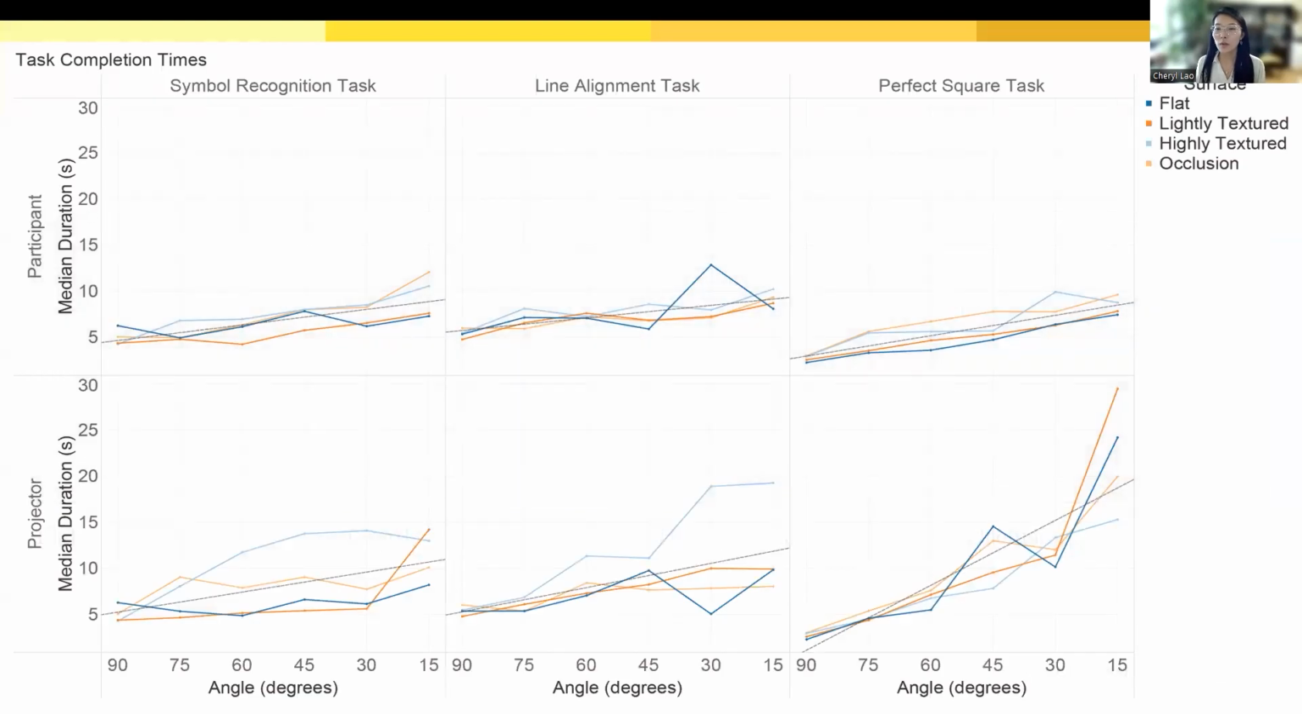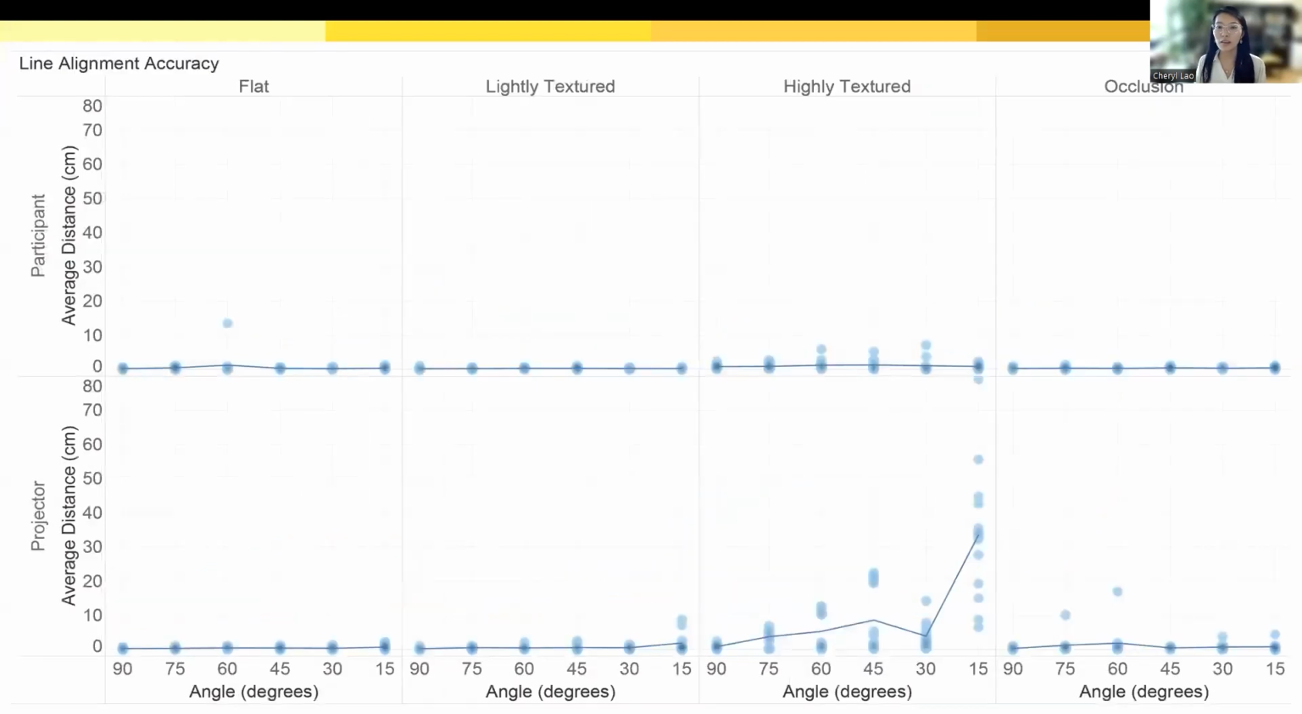With the discontinuous stimuli, we're seeing the same upward trend in completion time as the angle gets smaller. However, the jump at 15 degrees is less pronounced because it seems that participants were consistently able to work harder to complete the task as the angle got smaller. Surprisingly, the line alignment task accuracy was relatively consistent across all surfaces and the different configuration pairings, with the exception of the highly textured wall. So this may have been because of the combination of vertical and horizontal occlusions on the highly textured wall, because it is a little bit more complicated.